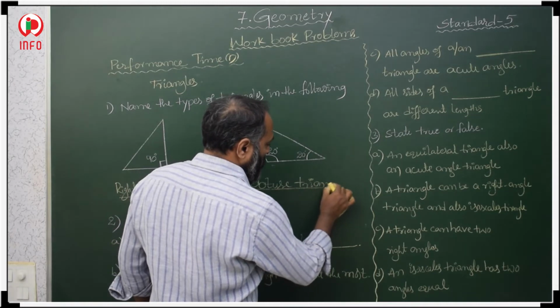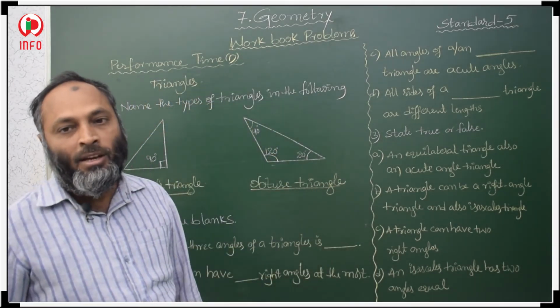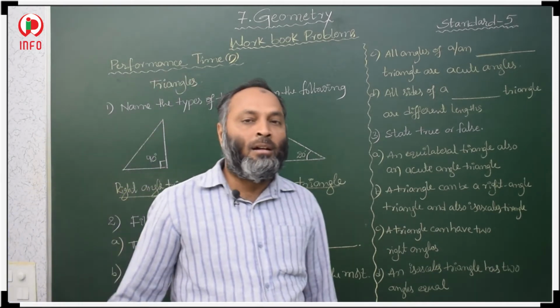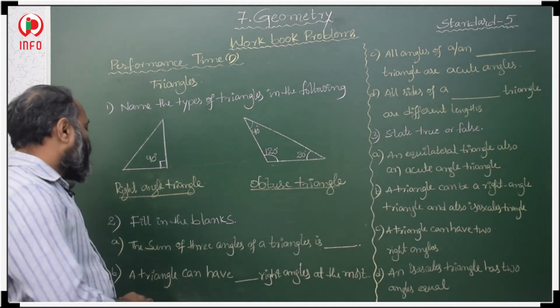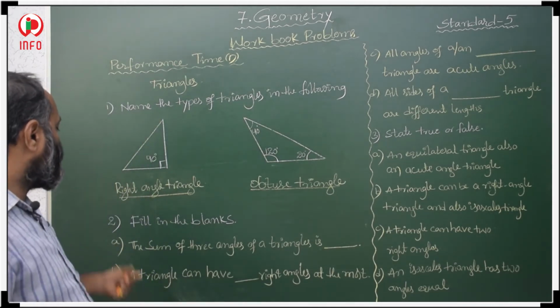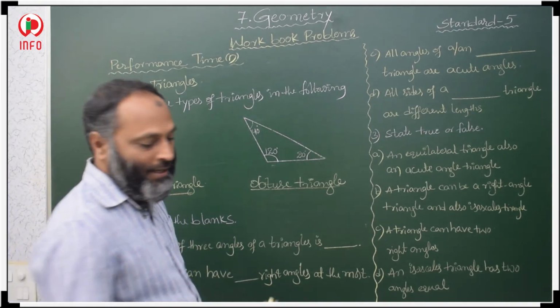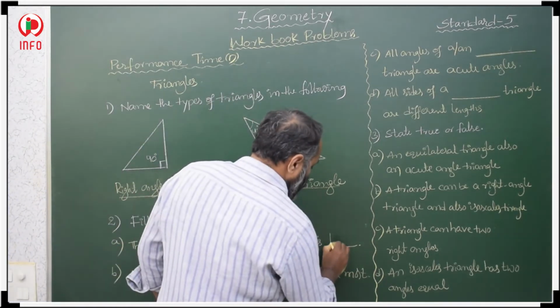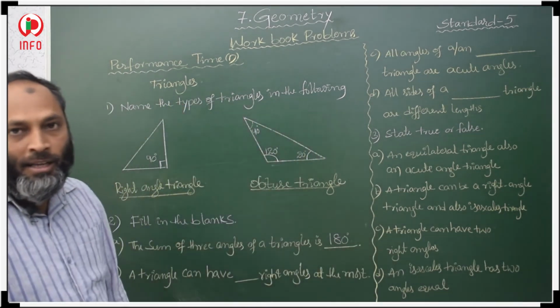Why is it obtuse? Here one of the angles is more than 90 degrees. Okay, we can say obtuse angle triangle or obtuse triangle. Now in the blanks, the first blank: the sum of three angles in a triangle is always 180 degrees. So this we know, the sum of three angles in a triangle is always 180 degrees.